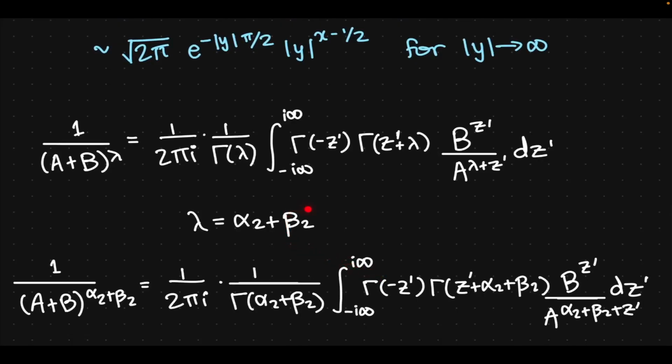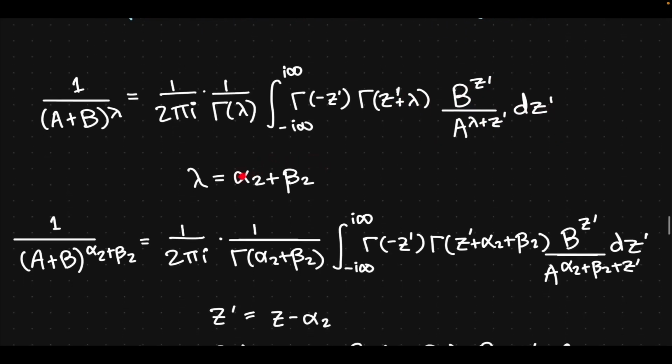So now recall this formula we had. 1 over (a plus b) to the lambda equals 1 over 2 pi i times 1 over gamma of lambda, integral from minus i infinity to i infinity of gamma of minus z prime, now the integration variable is z prime, gamma of z prime plus lambda, b to the z prime divided by a to the lambda plus z prime, dz prime. Set lambda to be alpha 2 plus beta 2.